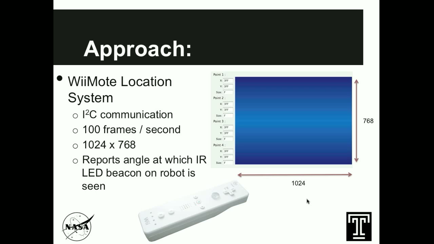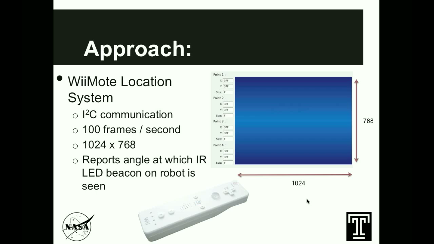So in order to locate the robot in the arena, we are going to be using the Nintendo Wiimote. Essentially, we're using the Wiimote to report the angle at which the Wiimote sees an infrared light beacon that we are going to place on the robot.